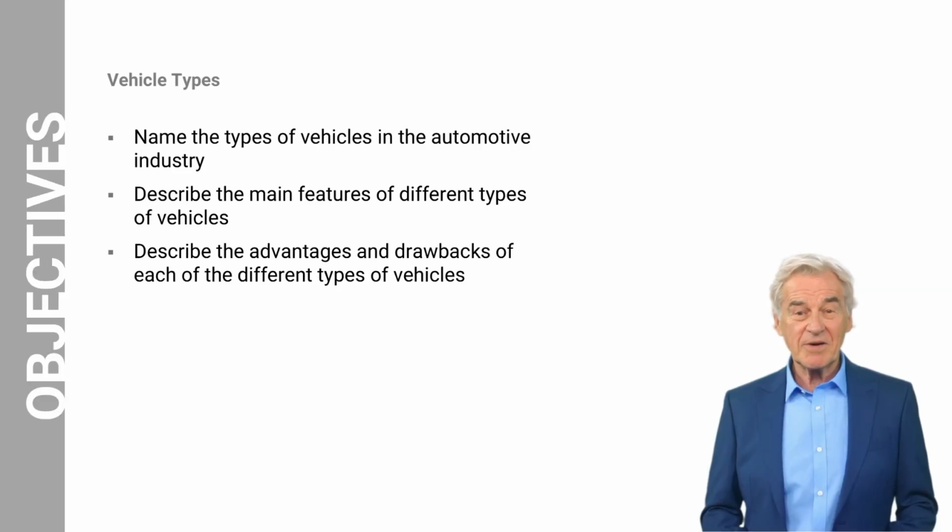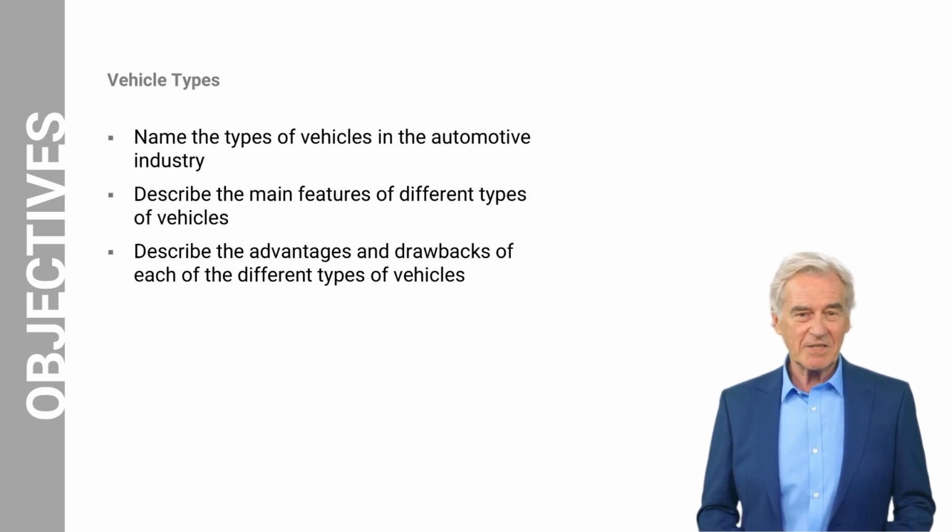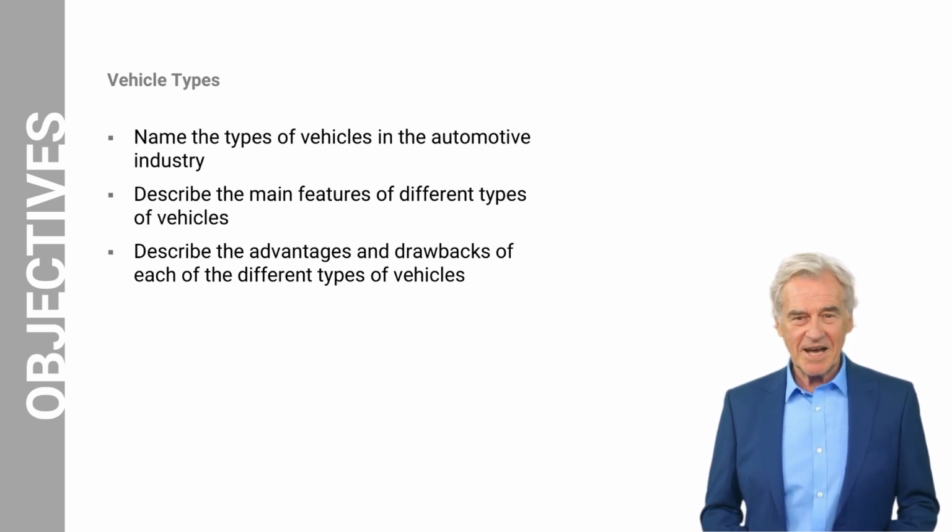Let us now look at our lesson objectives. By the end of this lesson, you will be able to name the types of vehicles in the automotive industry. Next, you will be able to describe the main features of the different types of vehicles. Finally, you will be able to describe the advantages and drawbacks of each of the different types of vehicles.